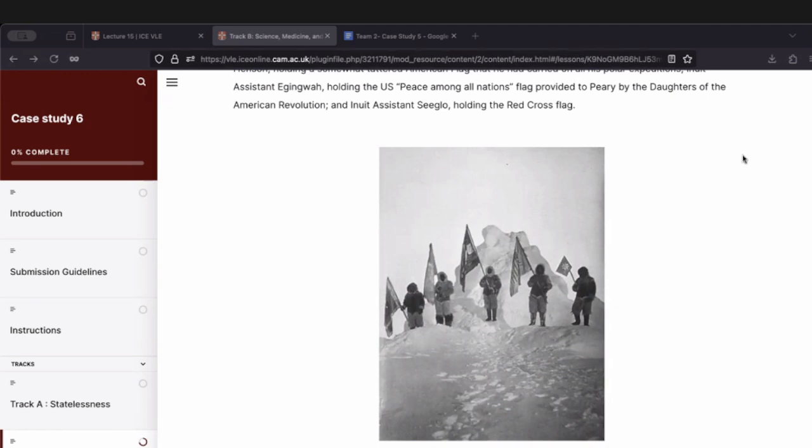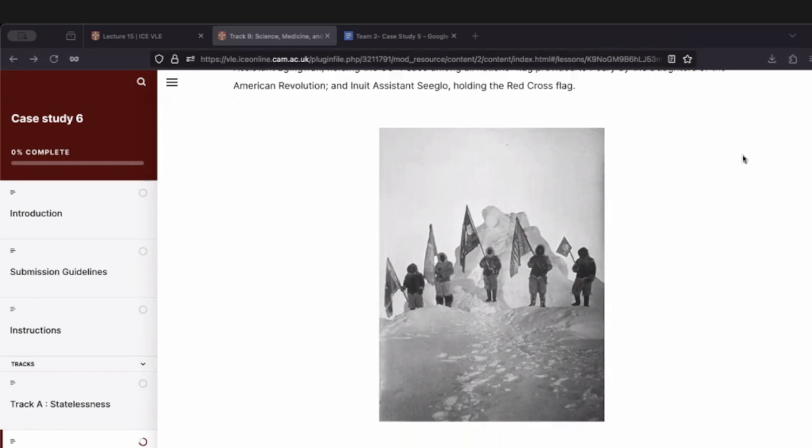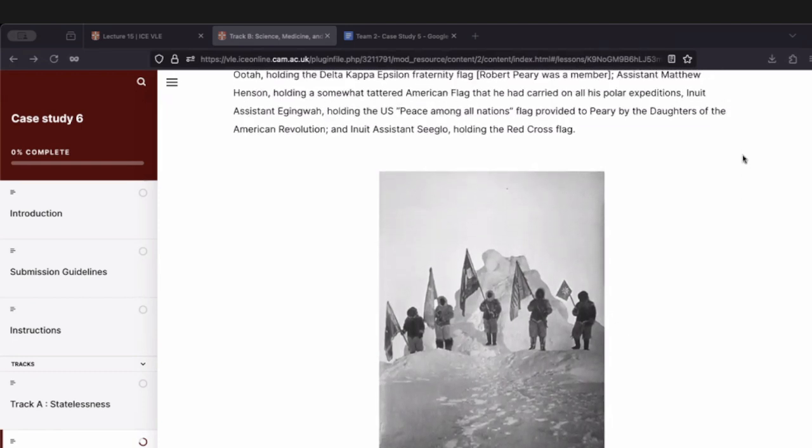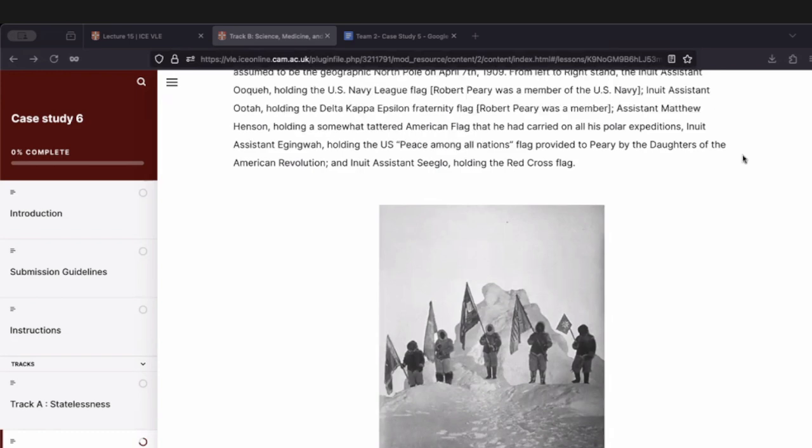Yeah, so first identify what the source is. What are we looking at? Is it a photograph? A painting? Yeah, some people are going to the pole to plant their flag. Yeah, so it's a photograph, right? And it's a photograph from the same expedition.